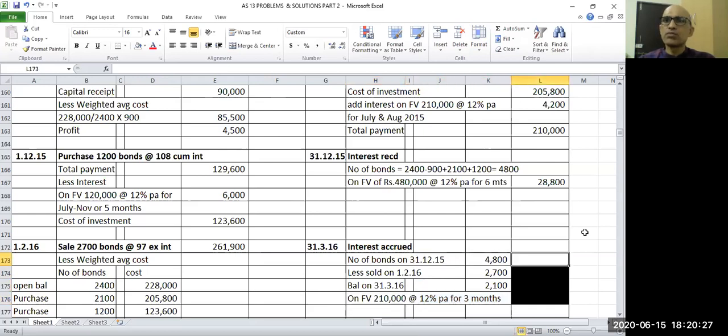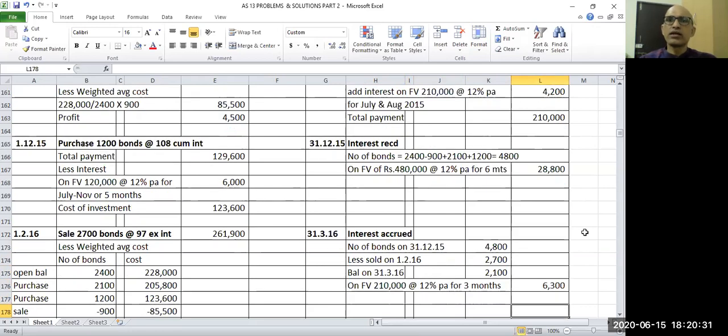So on these bonds, you are supposed to receive the interest. On this day, the bond's face value is 2,10,000. You will have to accrue the interest for a period of 3 months, which comes to 6,300 rupees on 2,10,000 at 12% per annum for a period of 3 months. If you calculate the interest, it comes to 6,300 rupees. So this interest will have to be accounted for.